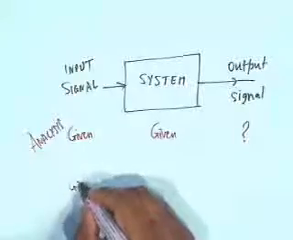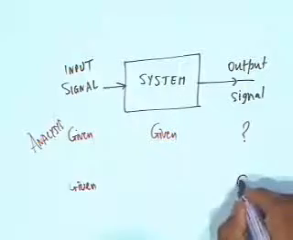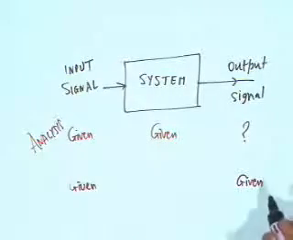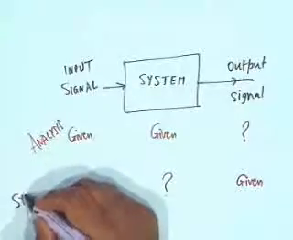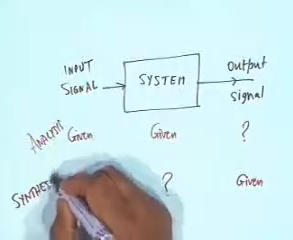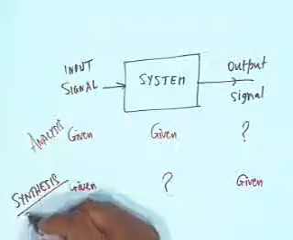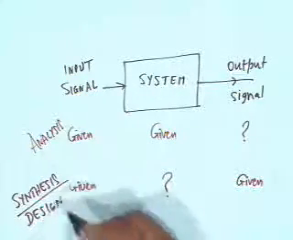On the other hand, if the input is given and the output is given, that is, I have a certain kind of input signal and I want to produce another kind of signal which is more desirable, what should be the system? This is a much tougher problem, and it is known as the problem of synthesis or design.